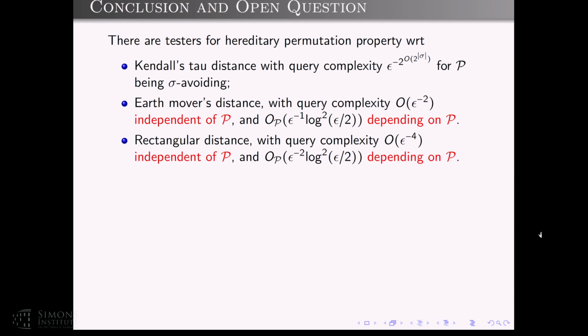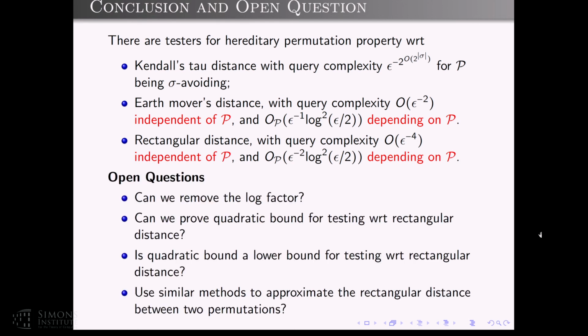And with respect to the weaker metrics, which are the Earth mover's distance and the rectangular distance, we are able to obtain polynomial bounds for two-sided testers with the degrees very small, 1 or 2 or 4. And there even exist universal bounds, not depending on the properties. And for one-sided testers, the query complexity is slightly worse, because that will depend on the blow-up parameter I just described in this talk. Okay, so there are some open questions.